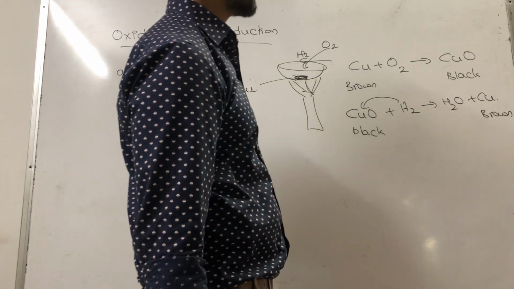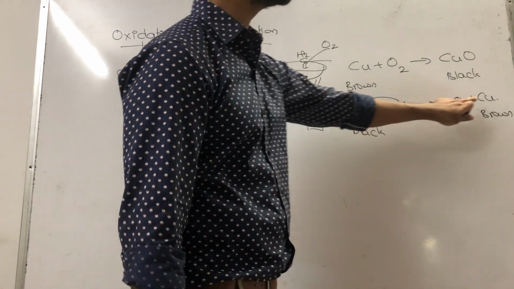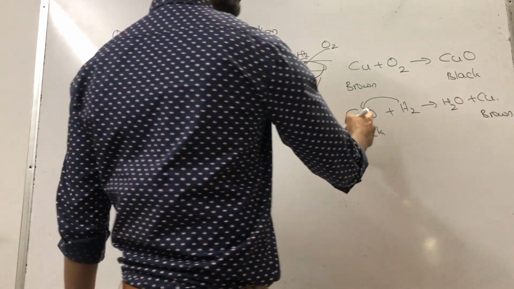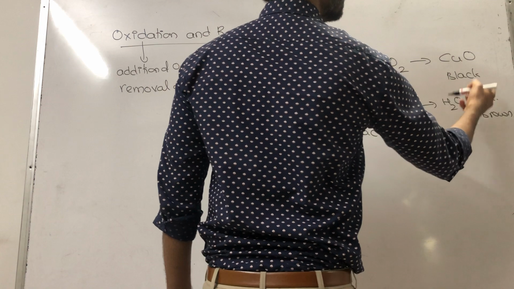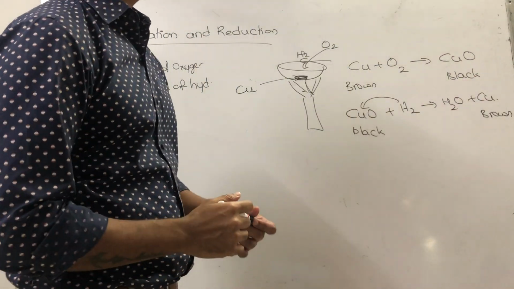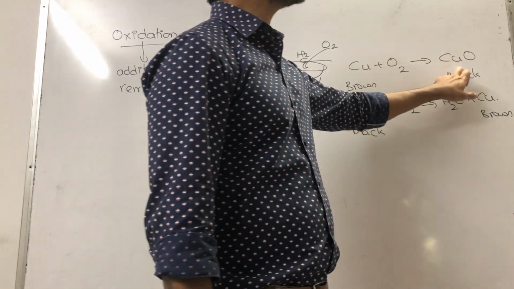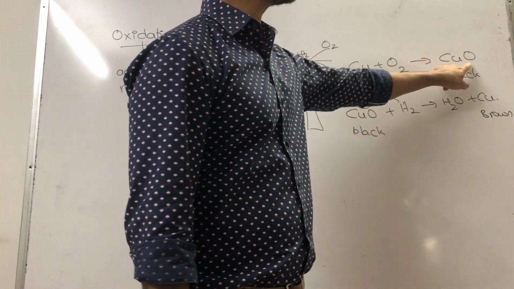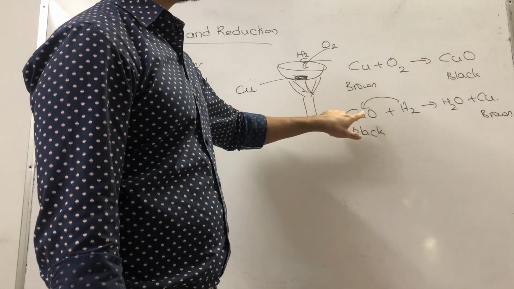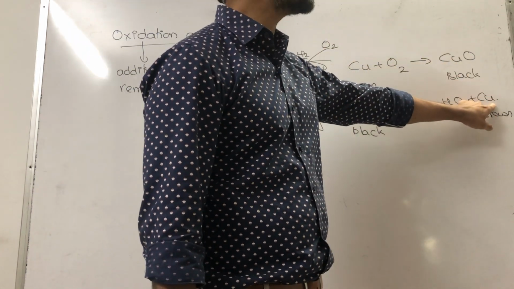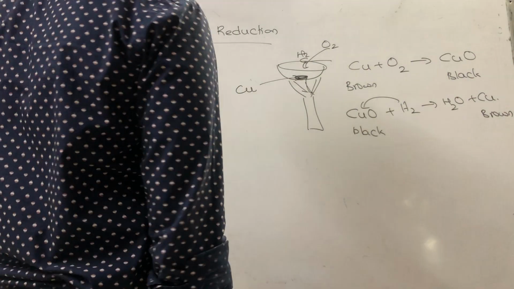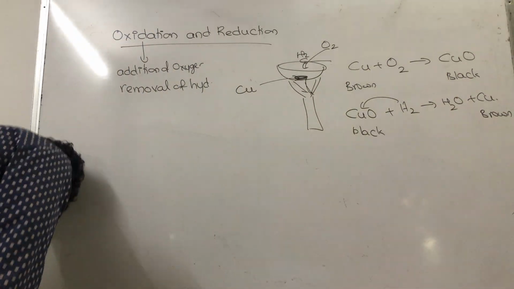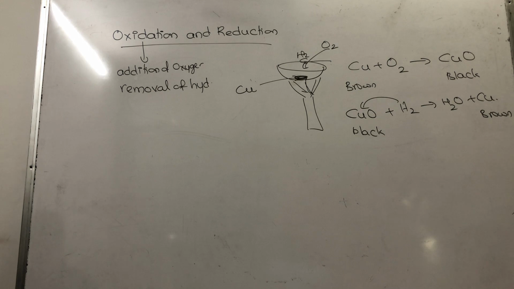Now what happens in this reaction? In this reaction, copper oxide is losing oxygen. Now because copper oxide is losing oxygen, we say copper oxide got reduced to copper. Here copper got oxidized to copper oxide because oxygen was added in copper. Here copper oxide is getting reduced to copper. Why? Because copper oxide is losing oxygen. So that is one example. This activity is important. It is asked many a times in the exams.